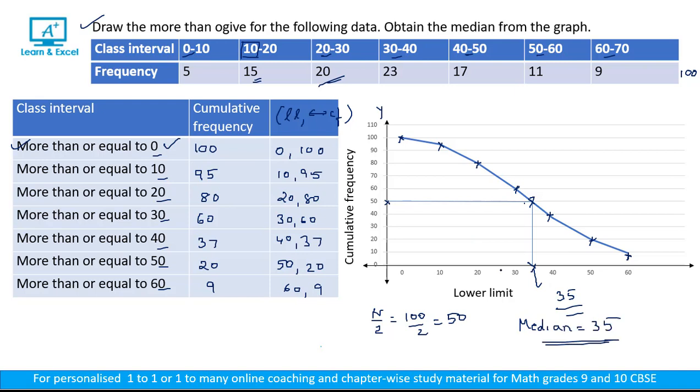For this data we have found the median by using a less than ogive. We have used a more than ogive, and we have used the formula and found the median, and we have always got the median as approximately 35.